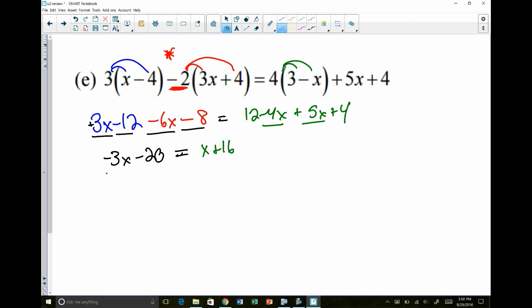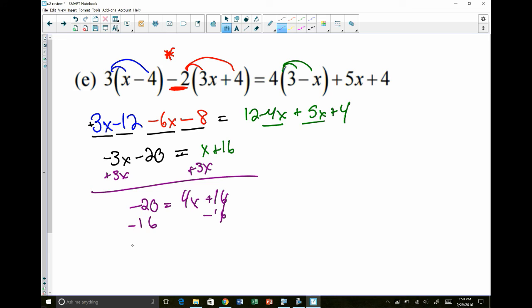I'm going to add 3x to both sides because I have x's on both sides and get negative 20 equals 4x plus 16. Subtract the 16. Negative 36 equals 4x. And finally divide by 4 and get x equals negative 9. X equals negative 9 is the solution to this equation.